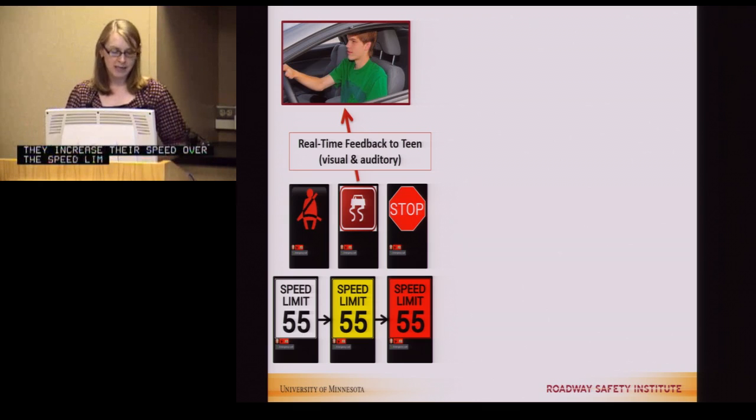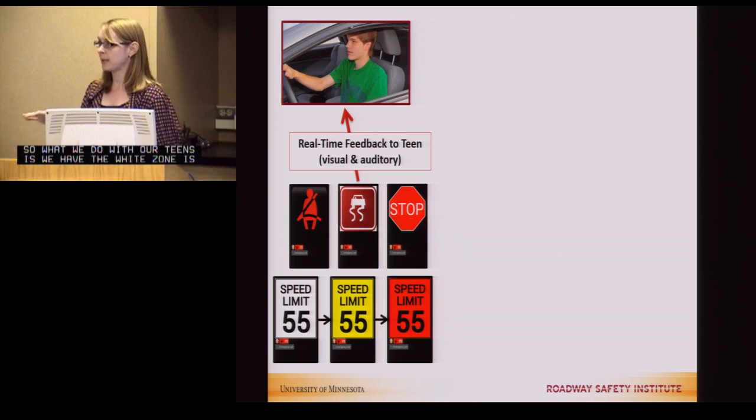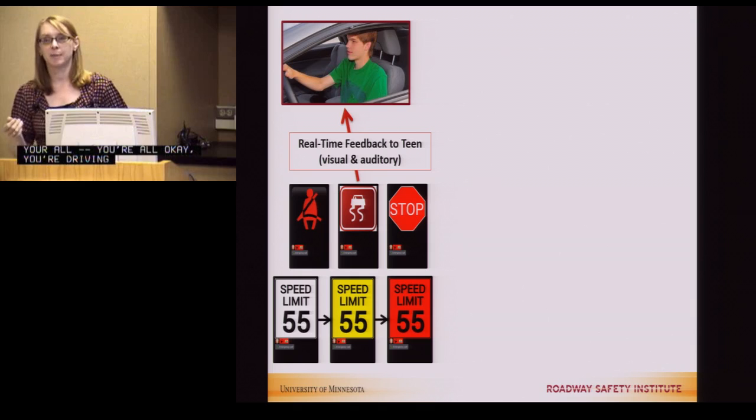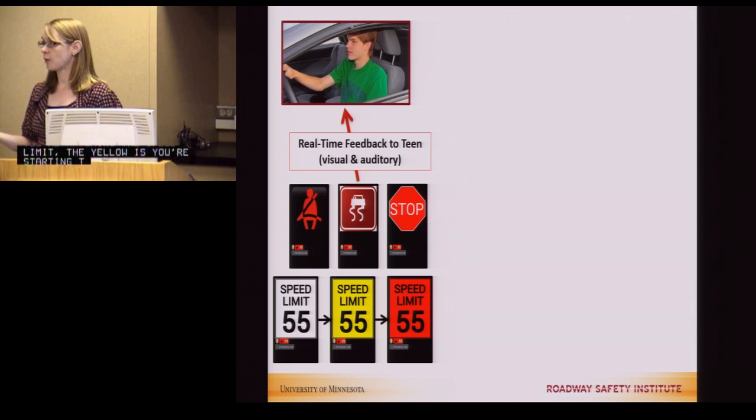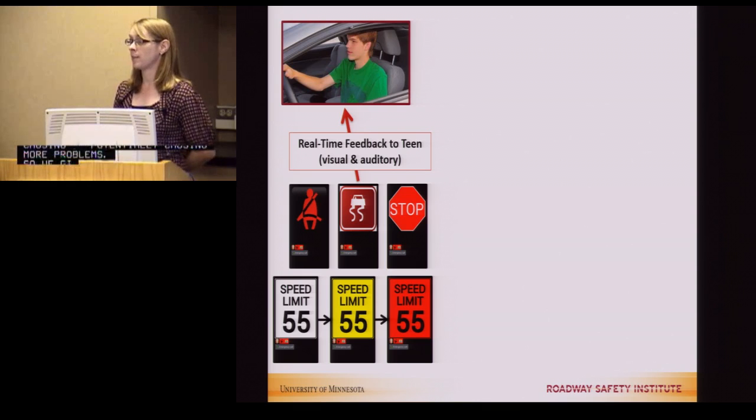So what we do with our teens is we have the white zone: you're all okay, you're driving fine, you're matching the speed limit. The yellow zone is you're starting to speed a little bit, but we give them a little leeway because, as we know, traffic does tend to flow a little bit faster over the speed limit. And that's just a reality. Ideally, everyone would travel at the speed limit, but they don't. And you don't want to put a new teen driver out there going 5 miles per hour less than everybody else on the road and potentially causing more problems. So we give them the yellow zone. We alert them of that.